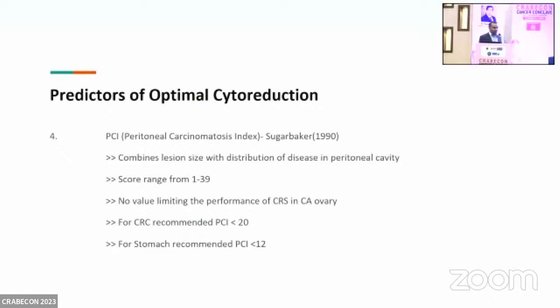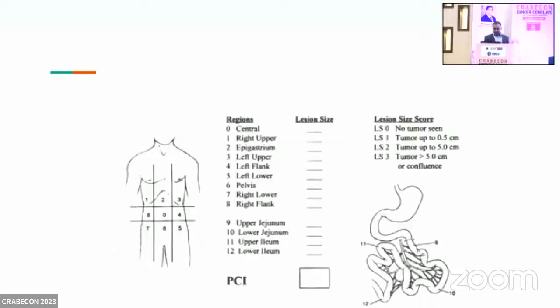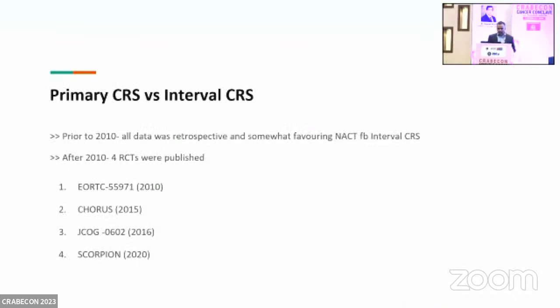There is no value which limits the process of cytoreduction in the ovary, but in colorectal cancers and stomach cancers, there is a value for limiting optimal cytoreduction. For colorectal cancer it is less than 20, and for stomach it is less than 12. The abdomen is divided into 13 regions and this also includes the lesion size. So, coming to the long pending debate of primary versus interval cytoreduction.